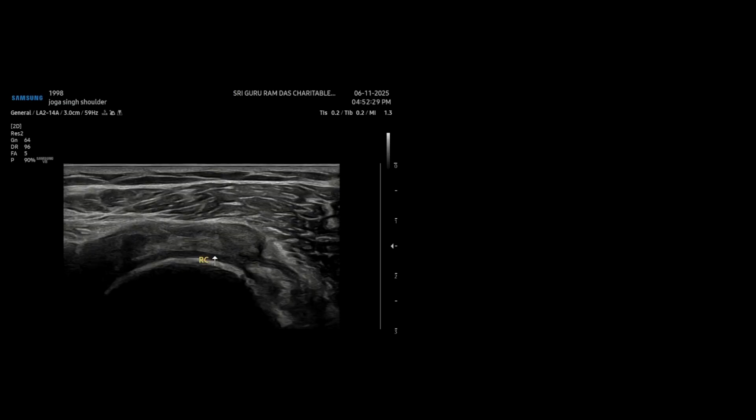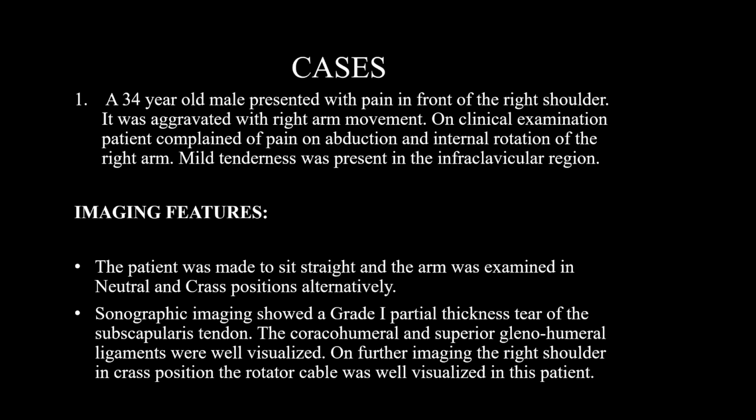This is a diagram showing rotator crescent cases. So, the shoulder pain was aggravated with right arm movement. On clinical examination, the patient complained of pain on abduction and internal rotation of the right arm. Mild tenderness was present in the infraclavicular region.